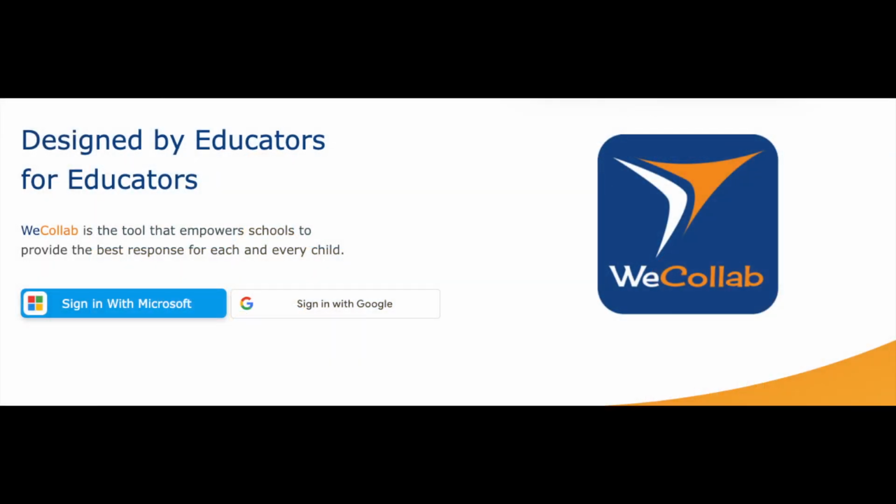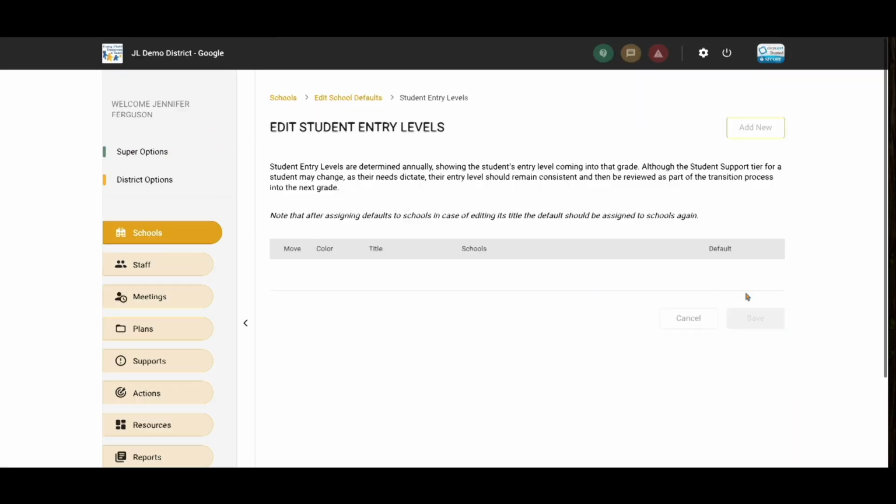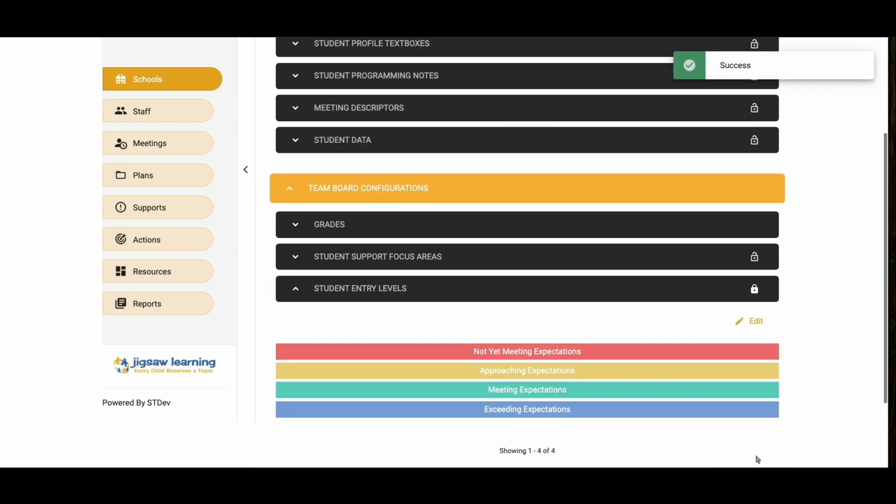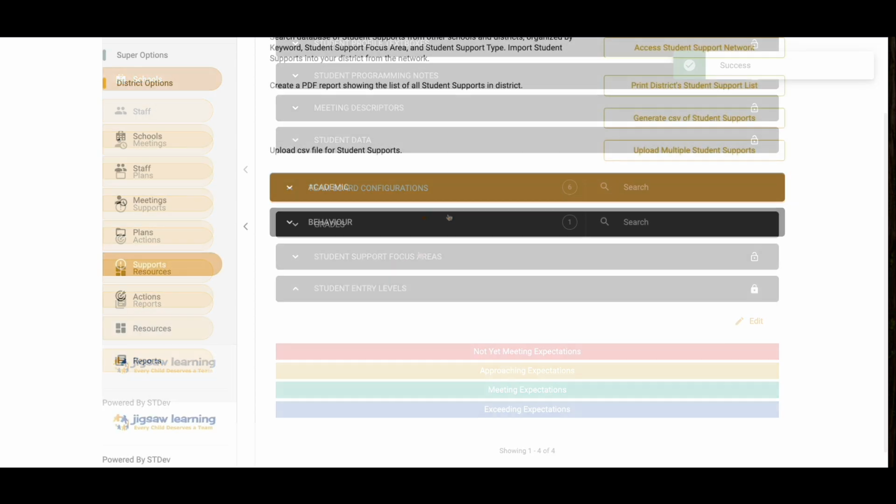WeCollab has developed features at the district level to enhance the abilities of district teams to support schools and students. Configurations can be set up for schools and locked at the district level to ensure consistency across schools when it comes to the implementation of collaborative response.